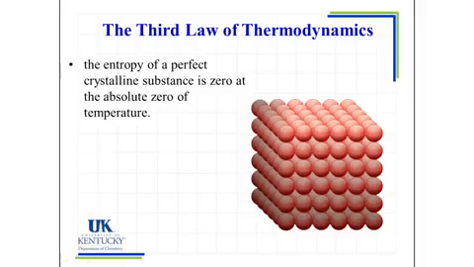Here is the statement of the third law. The entropy of a perfect crystalline substance is 0 at the absolute zero of temperature. Now let's see what we mean by all that. What's a perfect crystalline substance? Well, that's what's being represented over here. Every lattice point has the atom or the molecule perfectly aligned within the structure. There would be no missing pieces or parts within that. It's perfect in every way.